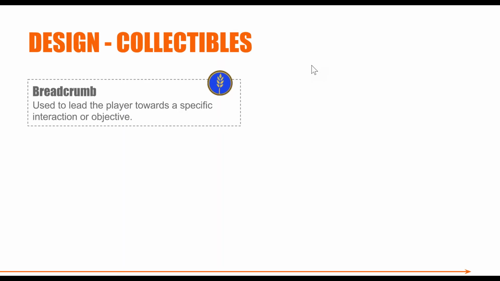Alright, so the first is a breadcrumb. Right, so this doesn't mean a piece of bread that was left out and got hard, and now it's just there for the player to collect, maybe eat because they don't have much to eat. No, this is instead a type of collectible that is used to lead the player towards a specific interaction or objective. So something that is used to guide the player.